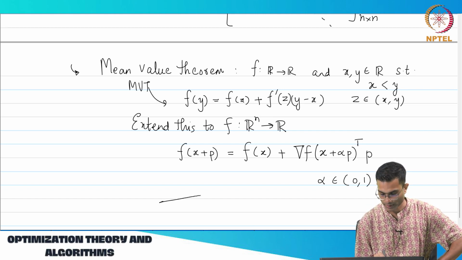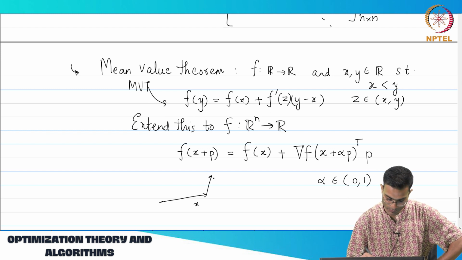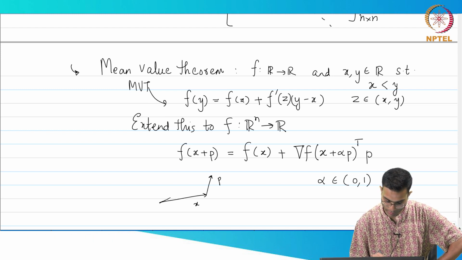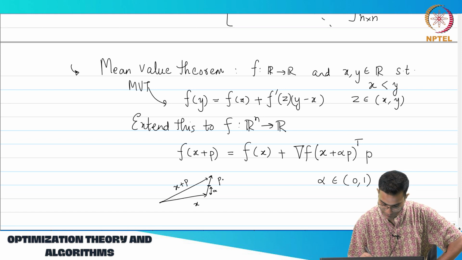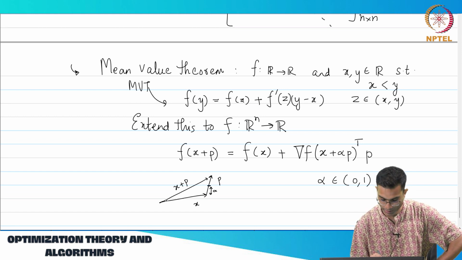Right. So this was my x. This is my p. This is my x plus p, and this can be my length alpha. So this is x plus alpha p.